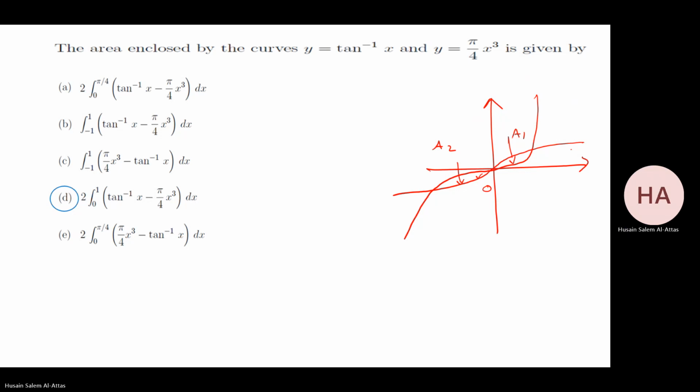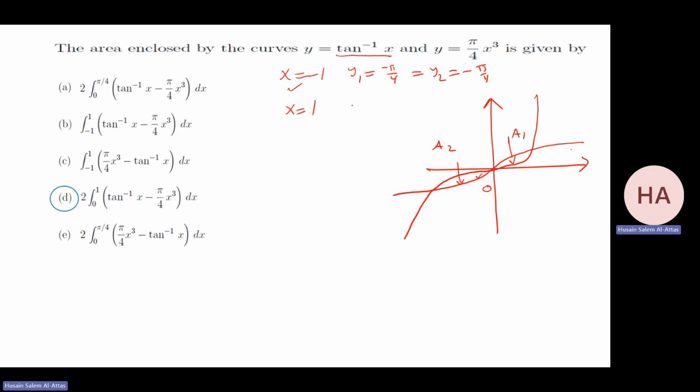By looking at the functions, I notice at x equal minus 1, I'm getting tan inverse of minus 1. So y1 will be tan inverse of minus 1, which is minus pi over 4, and which is equal to y2, which is minus pi over 4. So this is one answer.